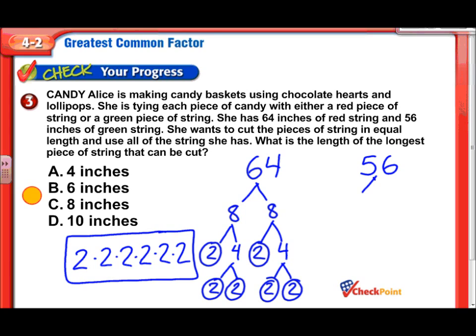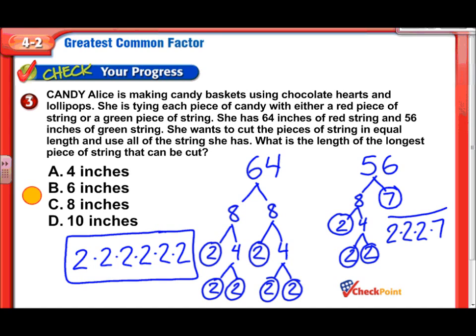Now 56, how about 8 times 7? And then 8 would be 2 times 4, and 4 would be 2 times 2, and all of those 2's are prime. So we have 2 times 2 times 2 times 7. All right, so what do these two prime factorizations have in common? Well, it looks like it's 3 2's. We have 3 over here, we have 3 over here, and 64 has 3 more 2's, and 56 has 1 more 7, so nothing else in common.